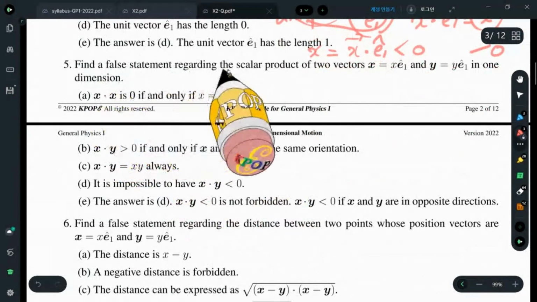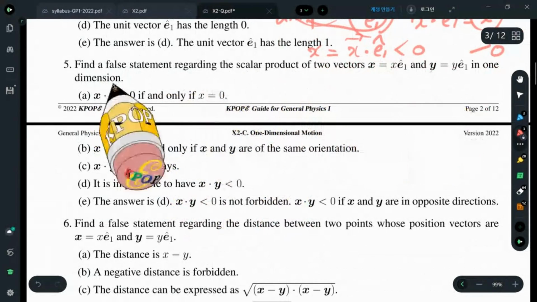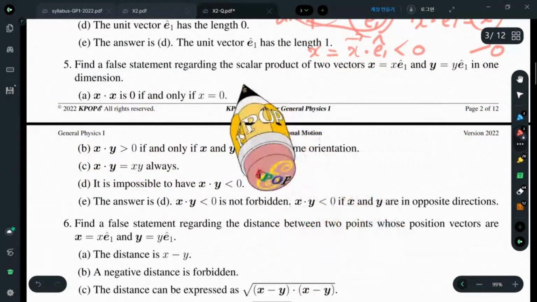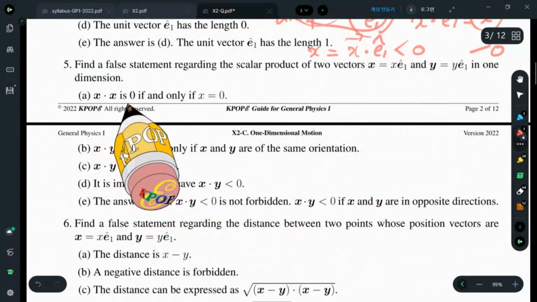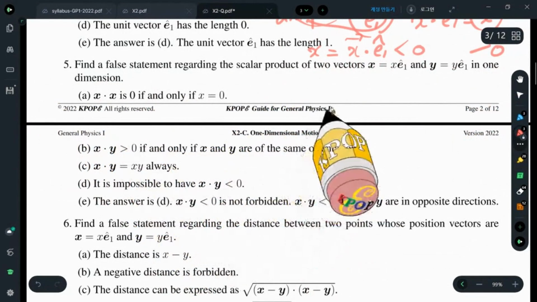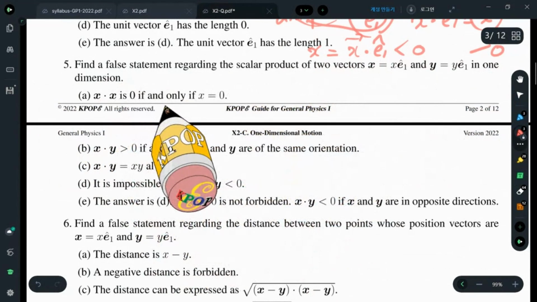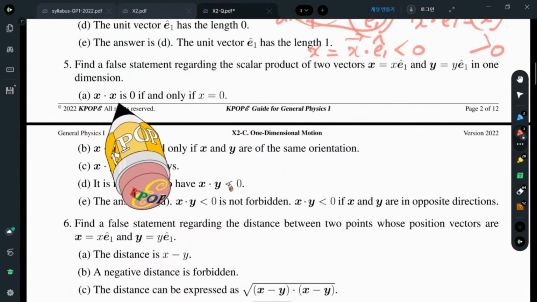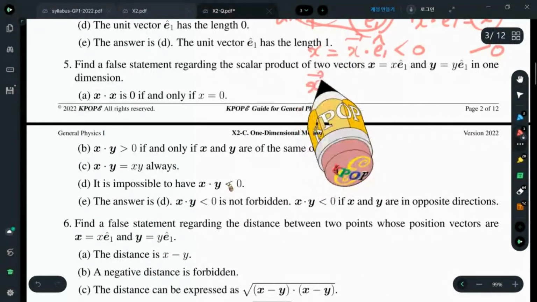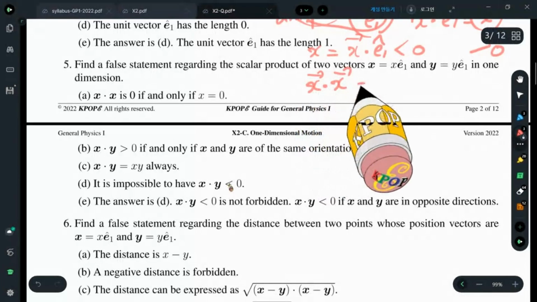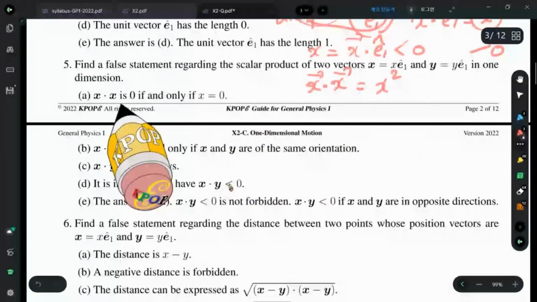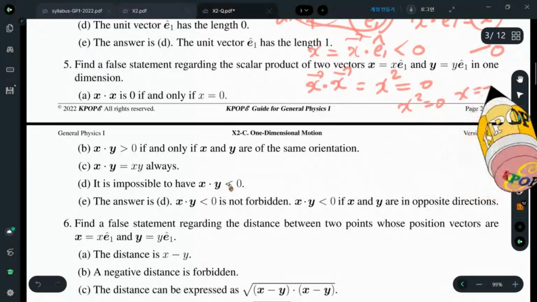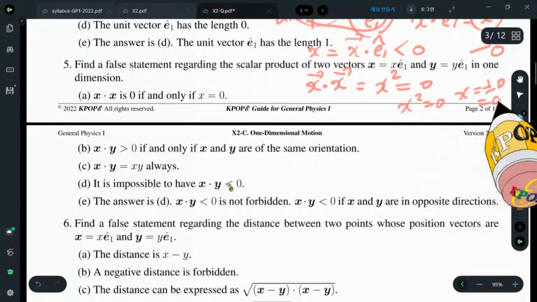5. Find a false statement regarding the scalar product of two vectors in one dimension. So remember, it is one dimension. Even though they do not learn scalar product in elementary school, any elementary school student can do this job. X dot X is a scalar product, so it's just X squared equals 0. The solution of X squared equals 0 is X equals plus minus 0. So 0 is unique.